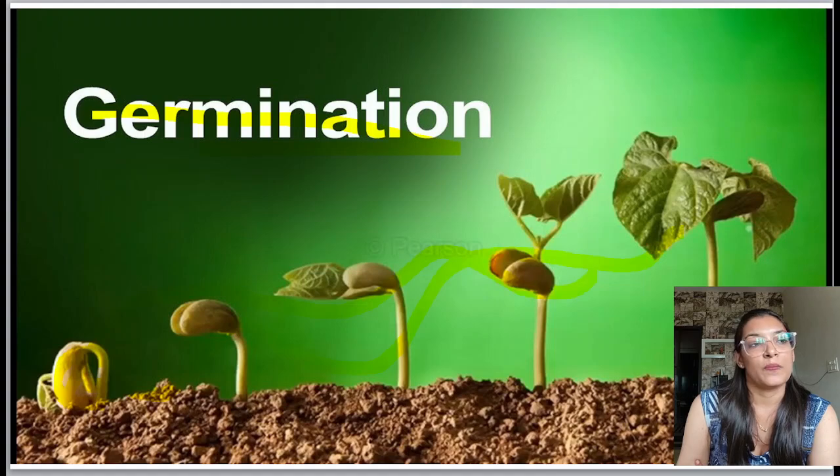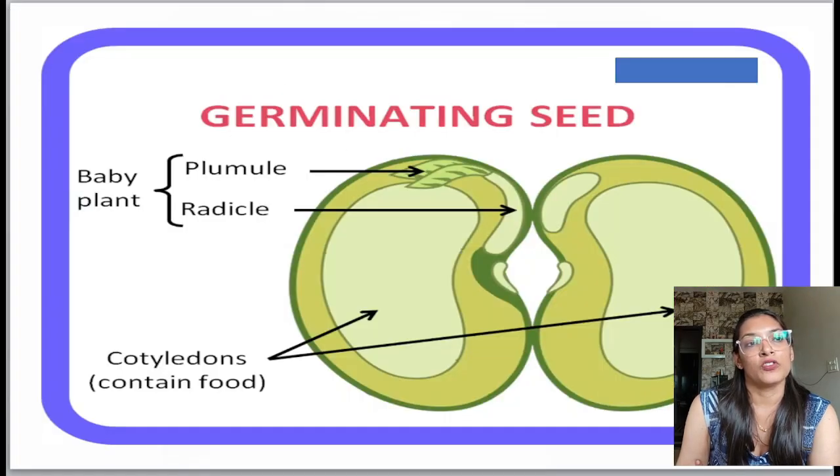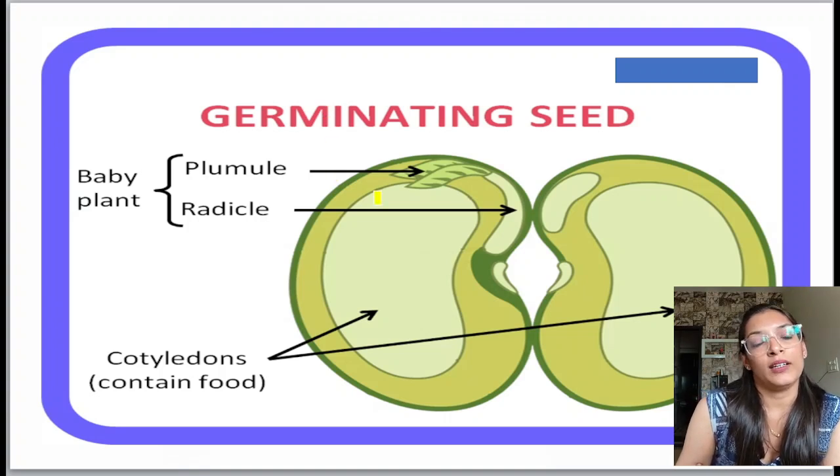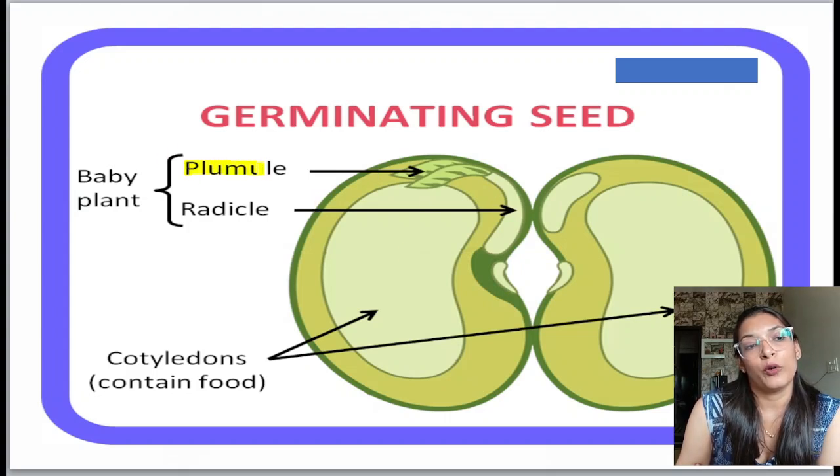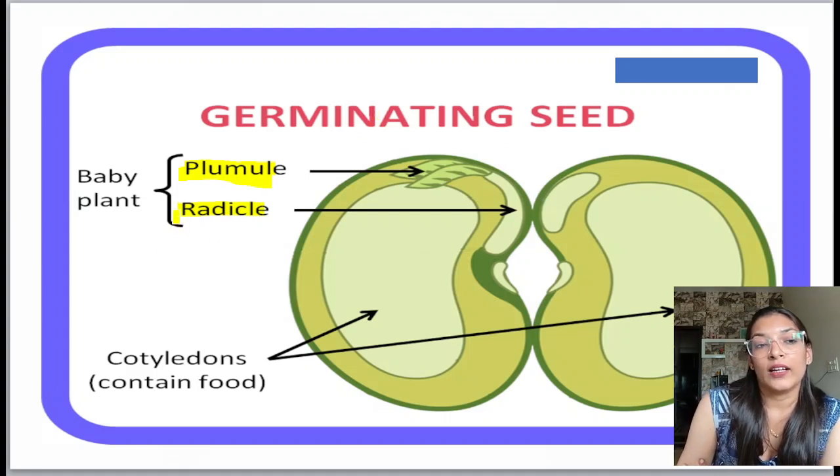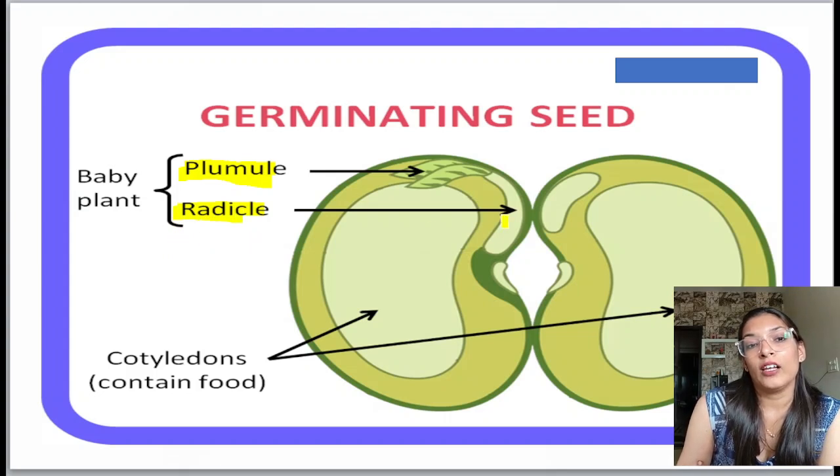All right, all the stages. So here you can see a diagram of a germinating seed. Now when a seed is germinating, it is carrying in itself a baby plant. The baby plant has first of all two components. First one is the plumule, another is the radicle. P for plumule, P for plant. The plumule will give rise to the plant parts such as stem, leaves, etc. And the radicle, R for radicle, R for root. The radicle, which is the bottom part of the baby plant, will give rise to the roots. So radicle gives rise to root, and plumule, the upper part of the baby plant, gives rise to the shoot system.